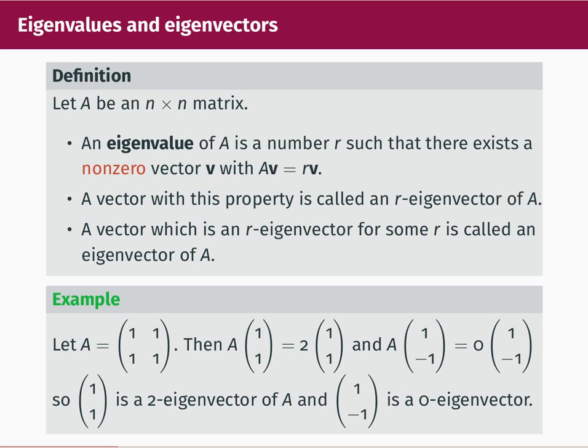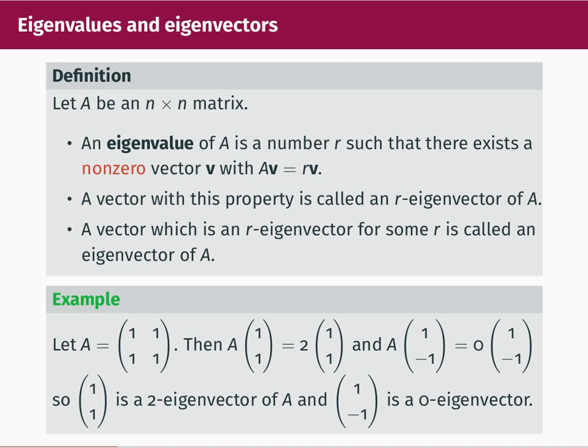An eigenvalue of A is a number R such that there exists a non-zero vector V with AV equal to R times V. Non-zero means not the zero vector. A vector with this property is called an R eigenvector of A, or sometimes an eigenvector with eigenvalue R. And finally, a vector which is an R eigenvector for some R is called just an eigenvector of A.